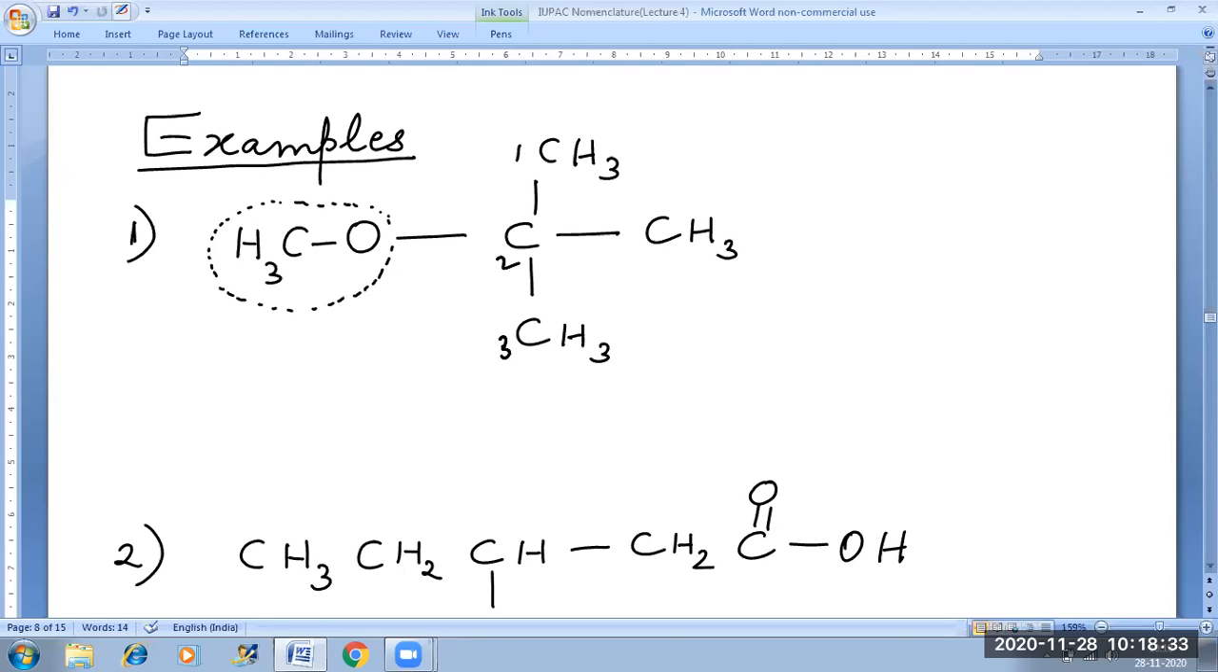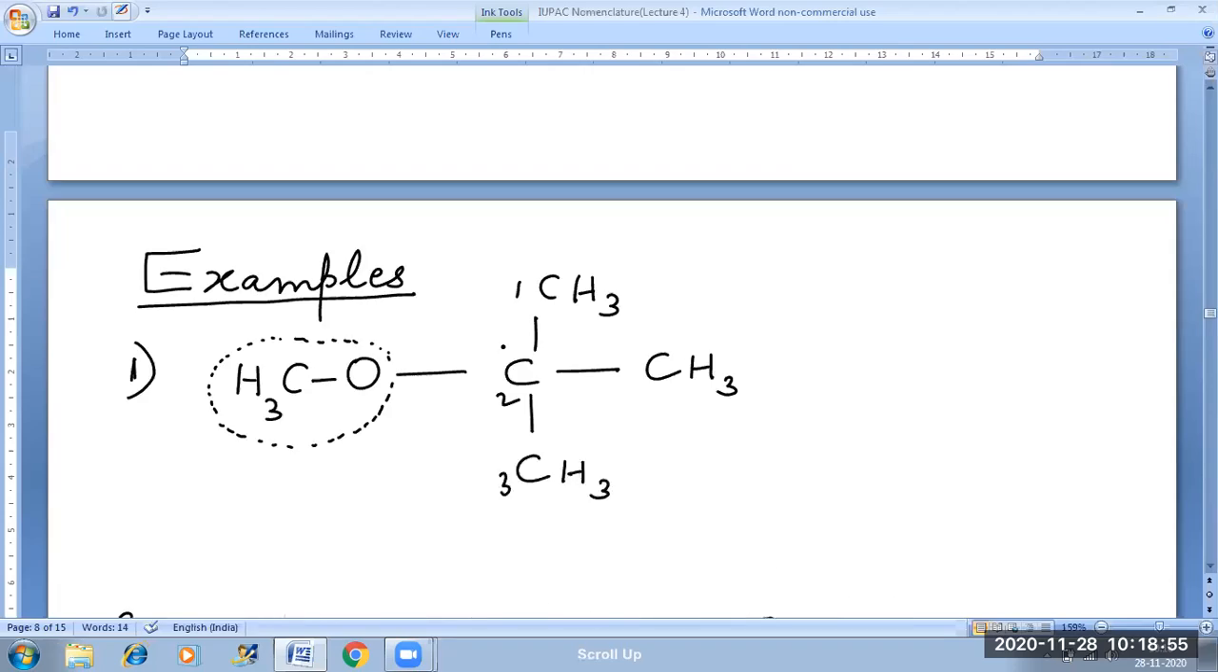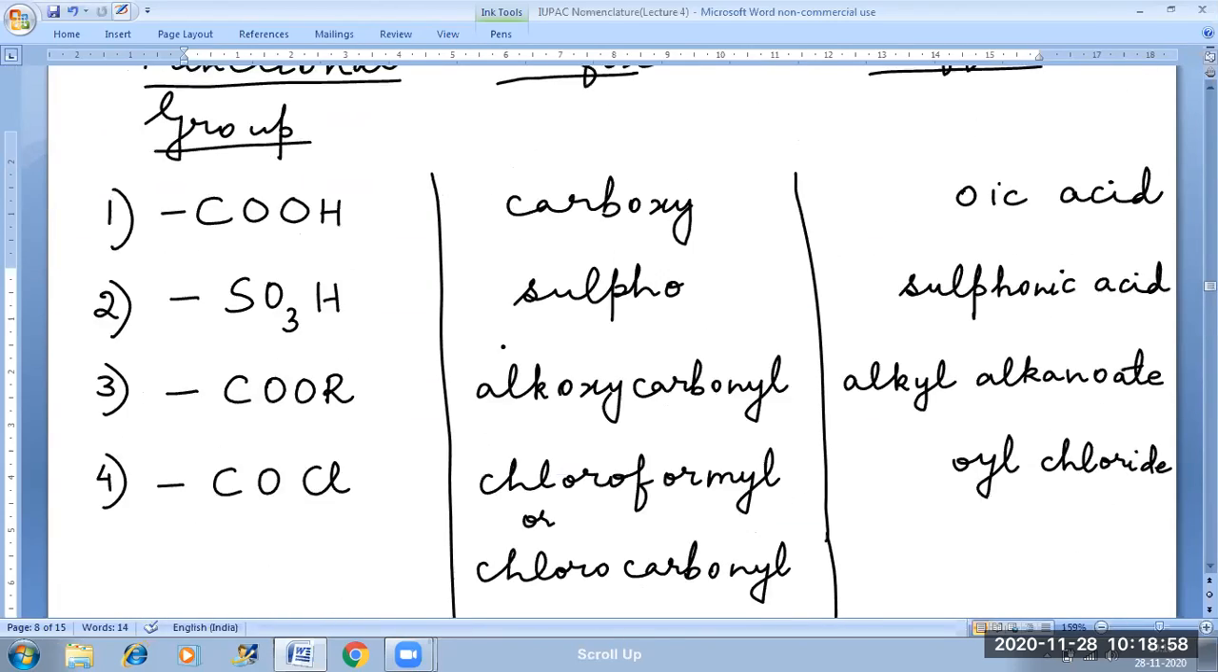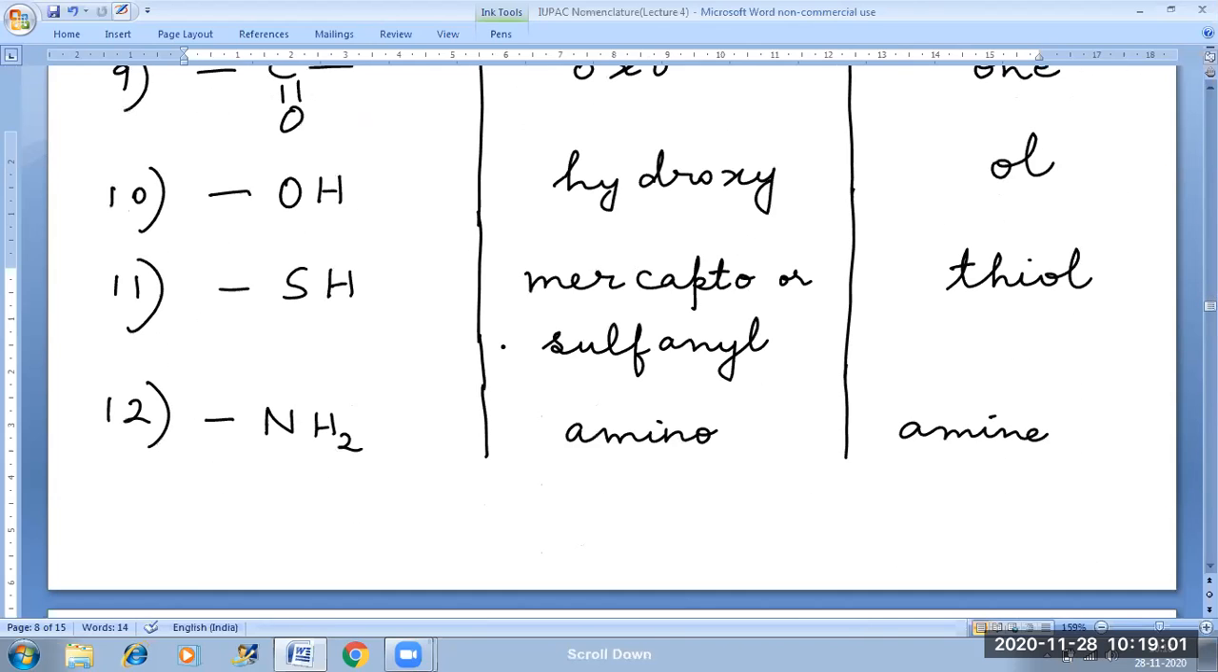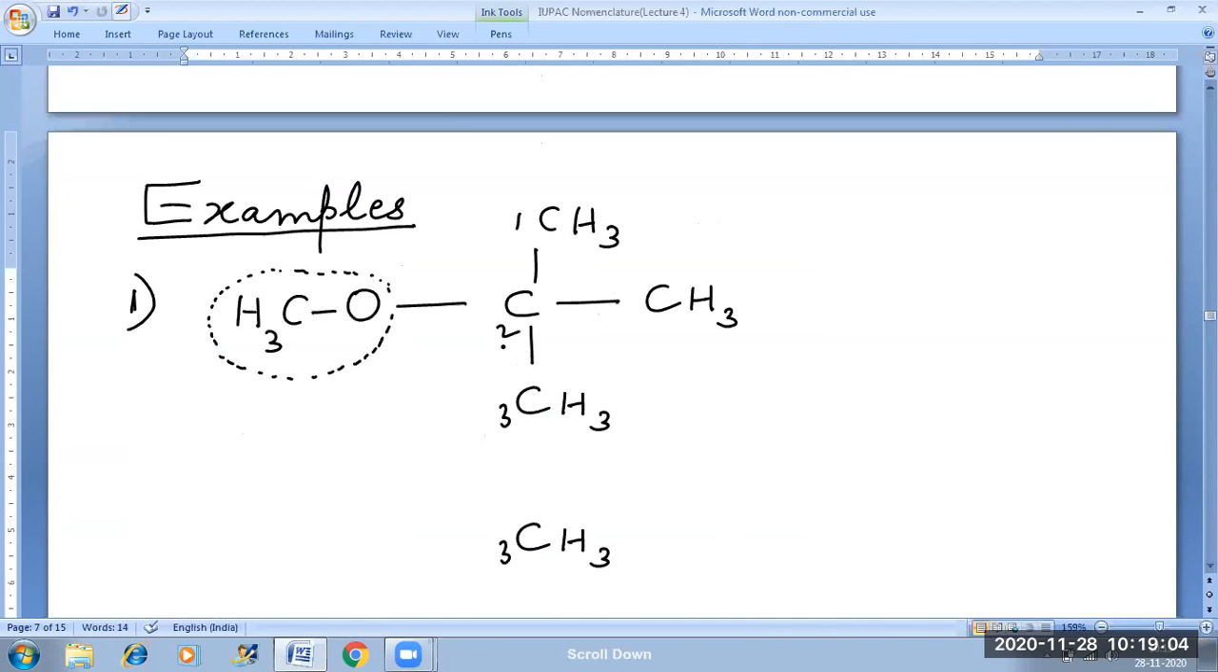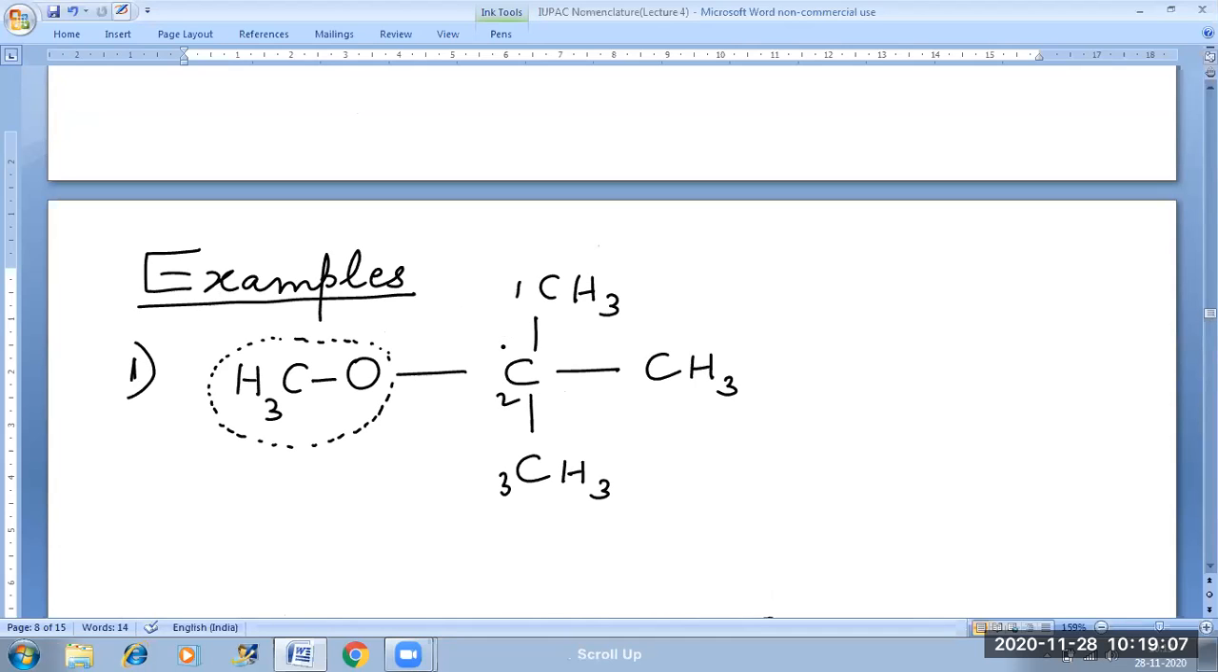If I ask you which is the principal functional group in this molecule, you will say that there is no principal functional group in this molecule. Why? Because OCH3 is never a principal functional group. It is always a substituent. And apart from that, whatever else is remaining does not contain any functional groups. Out of these 12 things that I have written, none of them is present in this molecule. Hence there is no functional group which is getting the priority. That means there is no priority at all in this compound.